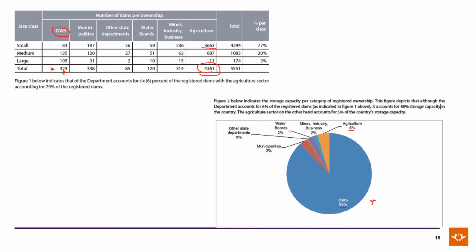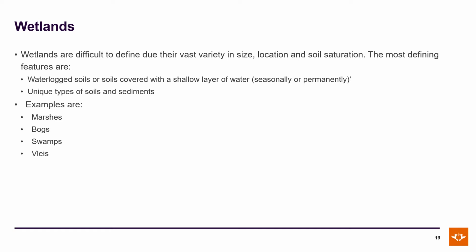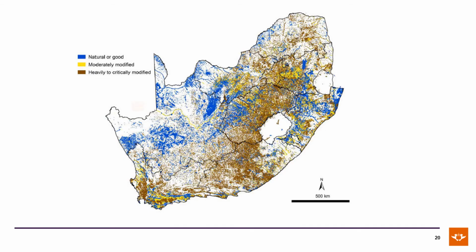So if we have a look at our wetlands, wetlands are probably one of the most important ecosystems in our country, since we don't have a lot of water in the first place. They are very difficult to define due to the vast variety in size, their location, as well as dependence on soil saturation. But the most defining features of a wetland are the waterlogged soils, or soils covered with a shallow layer of water, whether seasonally or permanently. They are also classified according to the unique types of soils and sediments. Some examples are marshes, bogs, swamps, and flats.